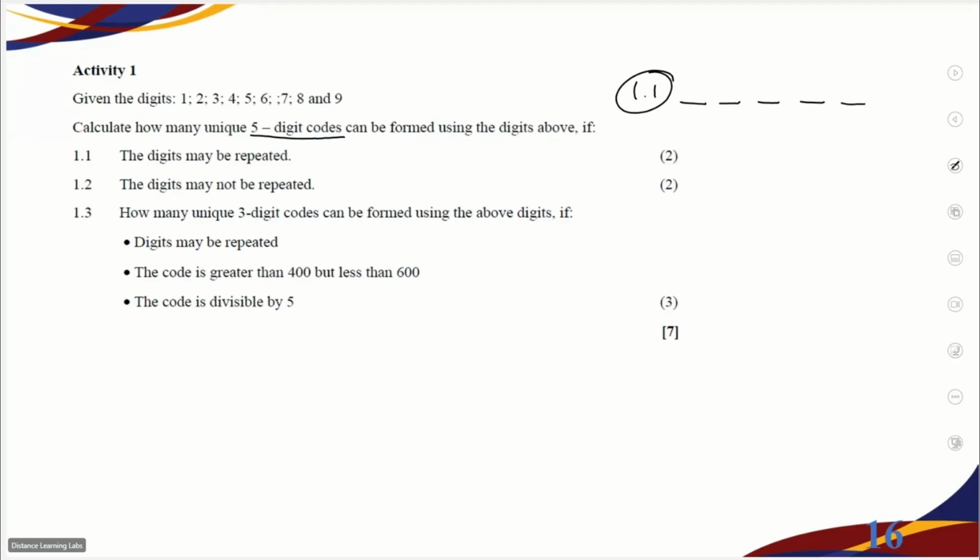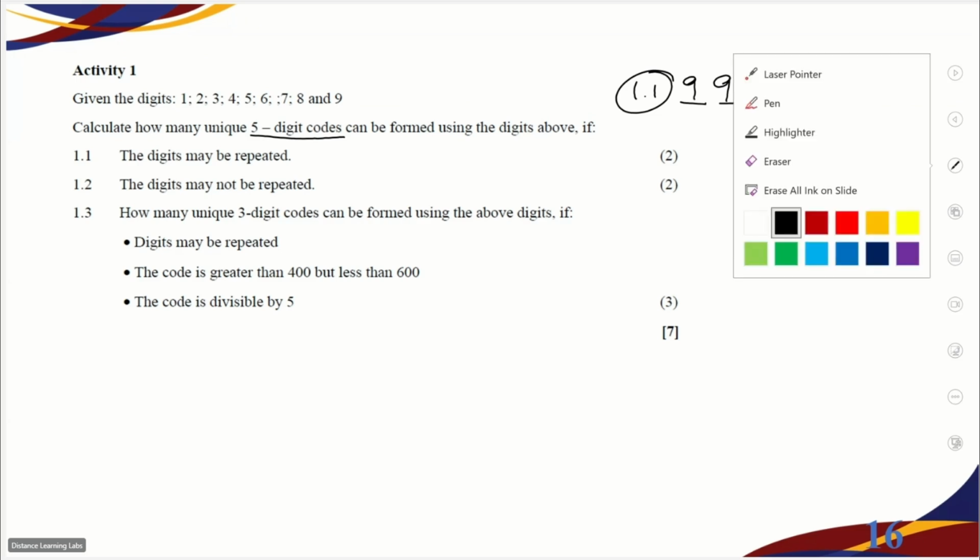5 spaces because we are creating a code that has 5 digits. The number of digits that we have here is 9 because it is from 1 up to 9. Therefore, all 9 of them would be competing for the first position. Any of the 9 can start. But because they said digits may be repeated, the second position would also be competed for by 9 digits. The third one, 9, 9, 9. Now, this becomes 9 to the power of 5.